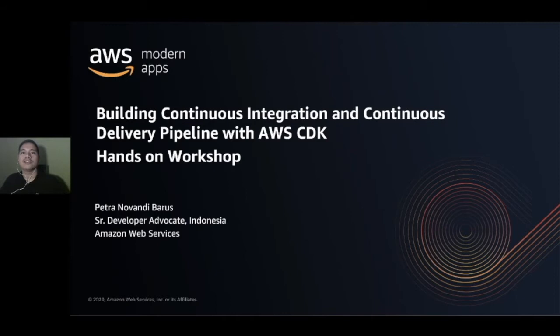Okay, that's all about CI/CD and the AWS services you can use to build your CI/CD pipeline. Now I'm going to explain what infrastructure as code is, and how you can model your infrastructure as code by using the AWS Cloud Development Kit.